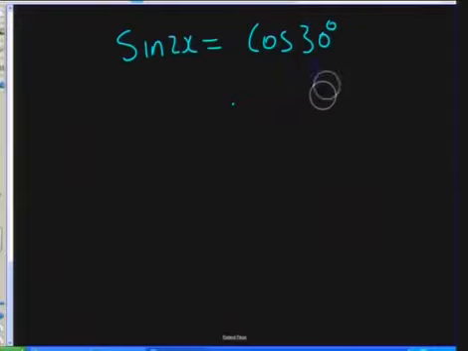30 degrees. Okay, look at another example. This is find the general solution. I have to try to change both sides to be the same ratio, provided you have 1 and 1 there. So I can change this to cos or sine.